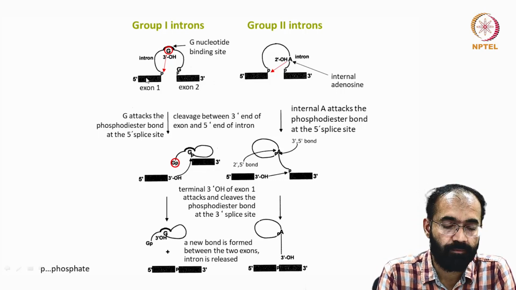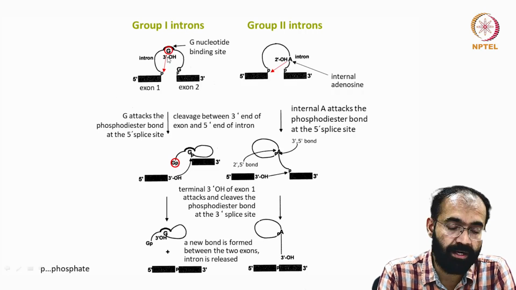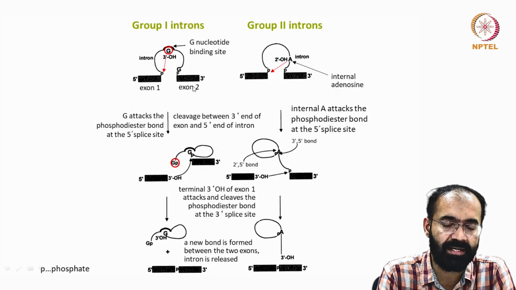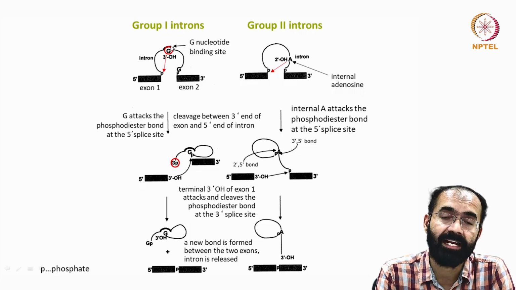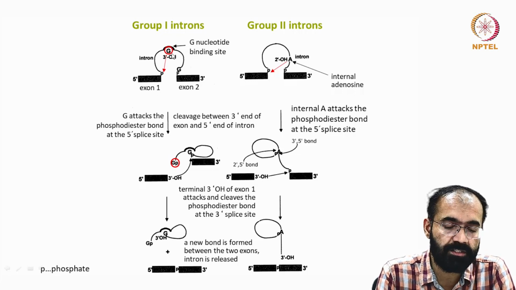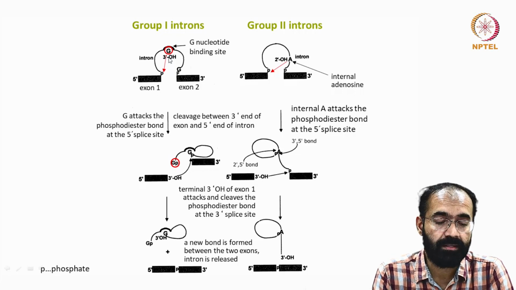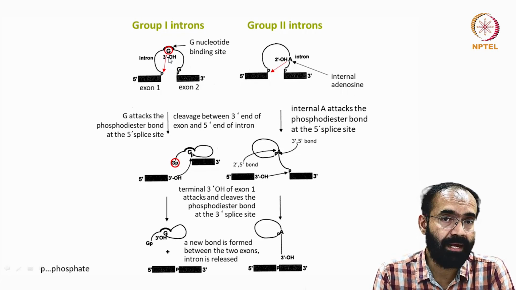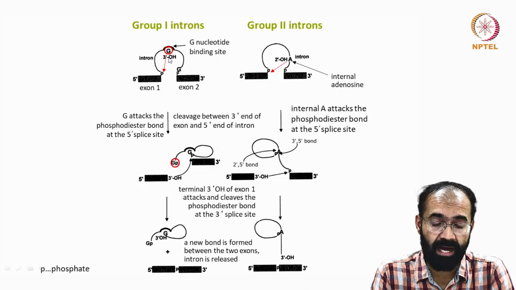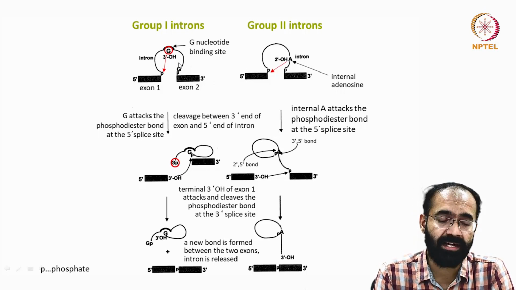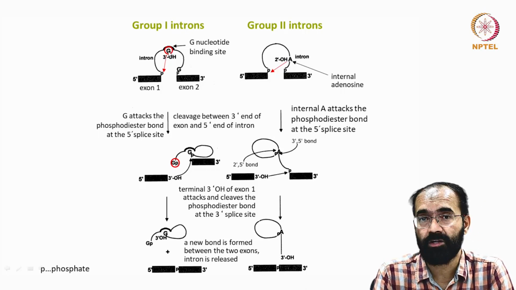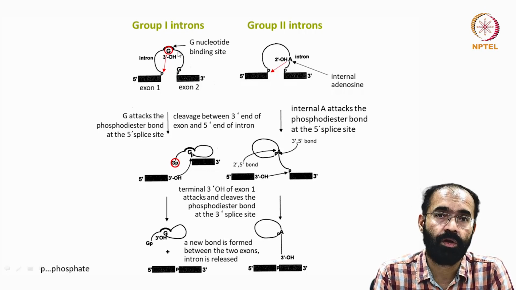Group 1 intron, what happens? It recruits a guanosine into one of the branches of the intron. The line you are seeing is an intron, and the black boxes are exon 1 and exon 2. This recruited an extra guanosine, and this guanosine has two free hydroxyl groups, one on the 2' carbon and another on the 3' carbon. Both of them have a hydroxyl group. In this case, the 3' OH, remember, is not part of the intron. It is a recruited guanosine from the outside.